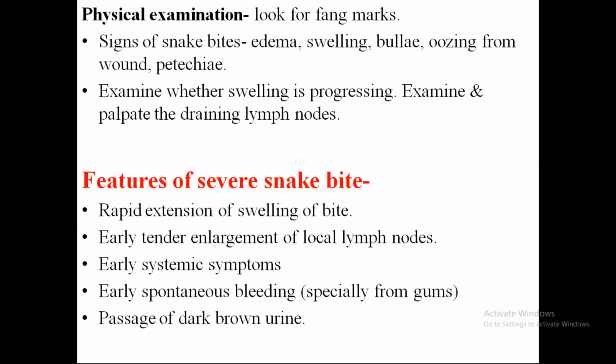For physical examination, look for fang marks, local signs, and systemic signs. Look for edema, swelling at the bite site, tenderness, pain, and any bullae, which are present in viper bite. Look for oozing from the wound, which can be present in viper, cobra and krait bite. Check whether PTK are present, which can be seen in viper bite. Examine whether the swelling is progressing, and palpate the draining lymph nodes also.